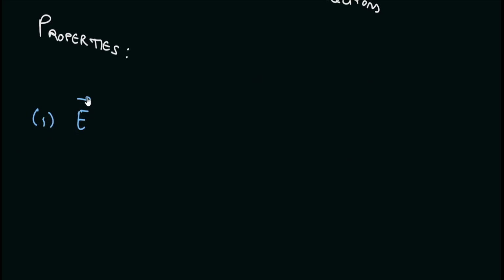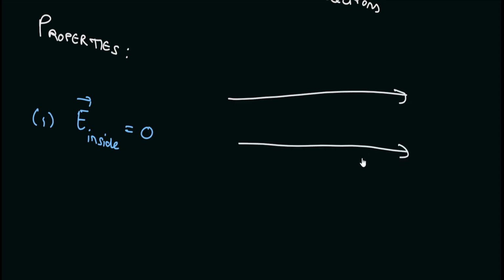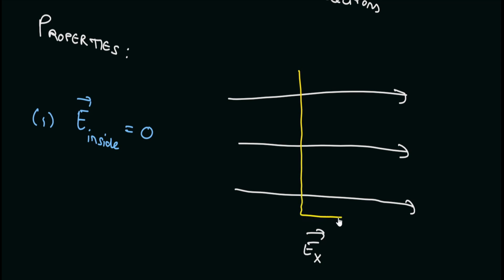First one is that the electric field inside the conductor is equal to 0. Let us imagine that we have some external electric field in this direction, going from left to right. This will be the external electric field. I'll write X for external. Now, let's say that we keep a conductor in this external electric field. Then due to this external electric field, the positive charges will experience a force towards the right, and the negative charges will experience a force towards the left.